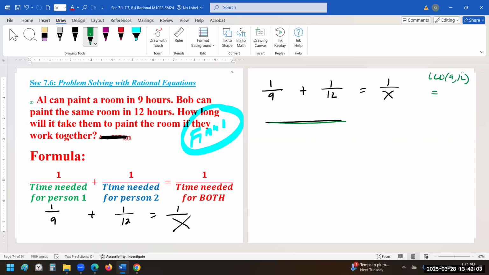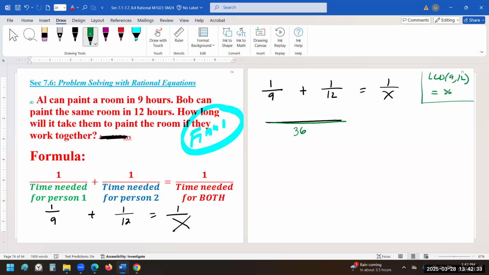What's the LCD between 9 and 12? 108 is a multiple, but not the smallest multiple. What did you say? 36. The smallest number which you can divide by 9, and also you can divide by 12, is 36. How did you figure that out? Timetable. So if you don't know, no problem.